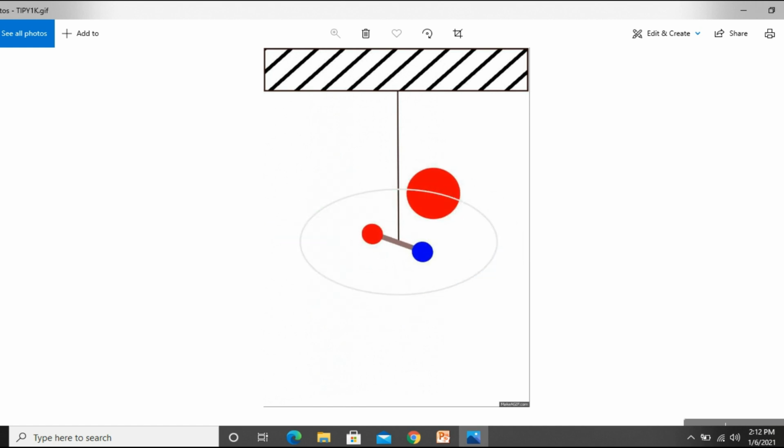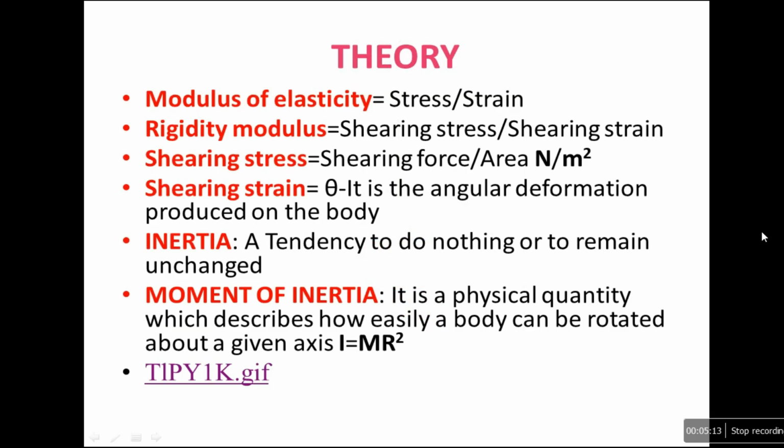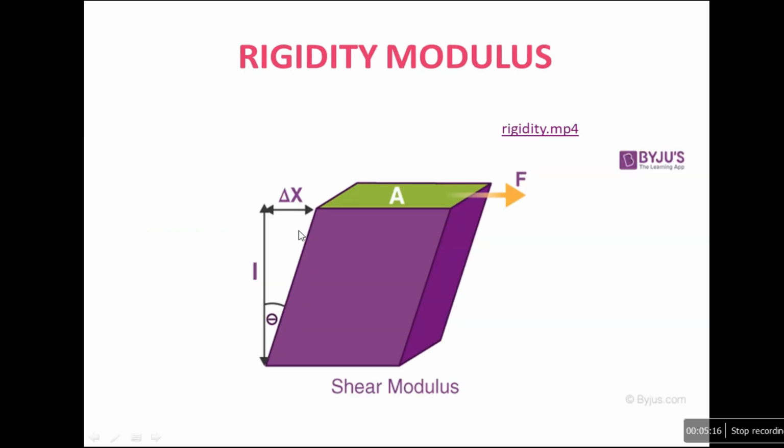From this we can calculate the time periods. Okay, hope you understand the torsional oscillations. And what is rigidity modulus?